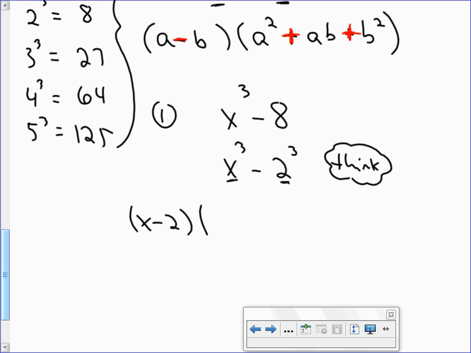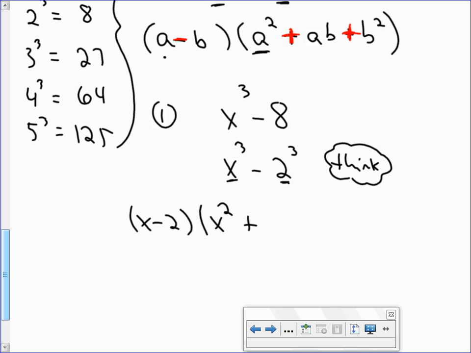Okay. Then I have another set of parentheses. And then look right here. You've taken this one and squared it. Okay? This first one and squared it. So what's going to go right here? X squared. Okay? Plus.